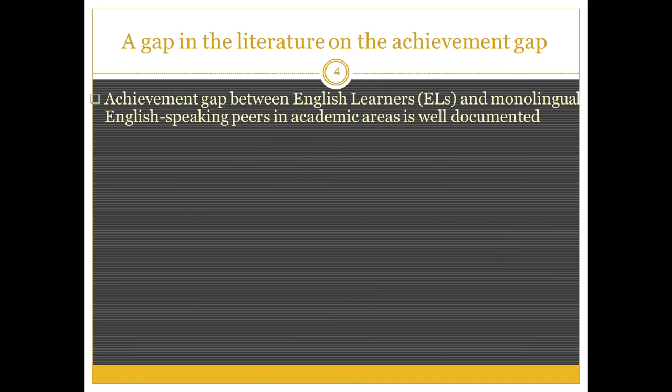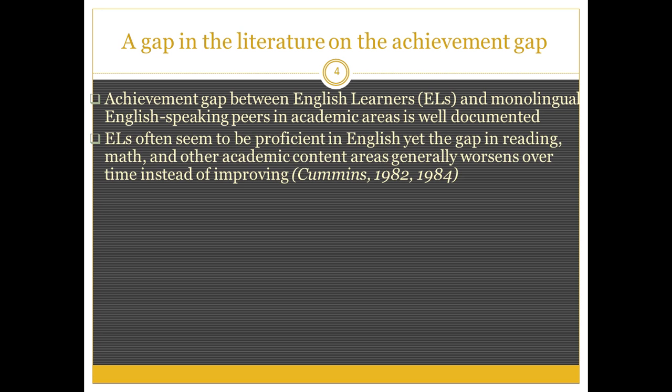So, a gap in the literature on the achievement gap. It's pretty well documented that there's an achievement gap between English learners and monolingual English-speaking peers in academic areas. This is particularly noticeable in reading and writing. ELs often seem to be proficient in English, yet there's a gap in reading and math and other academic areas. And this gap generally tends to get worse over time, not better. So there may be a small gap in elementary school, but it will get wider by the time the students reach high school.